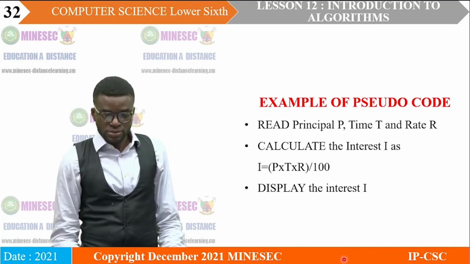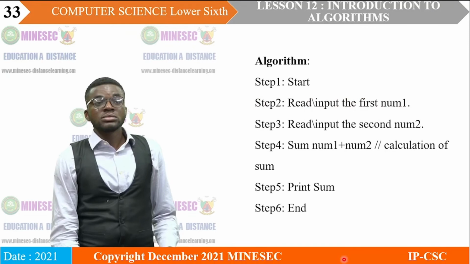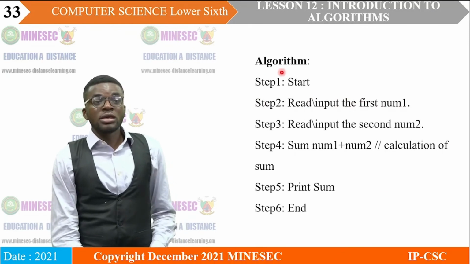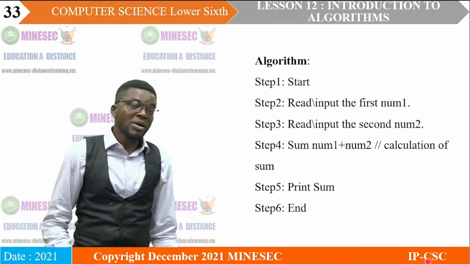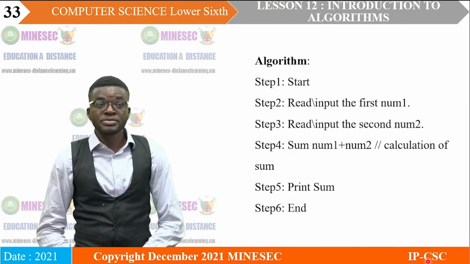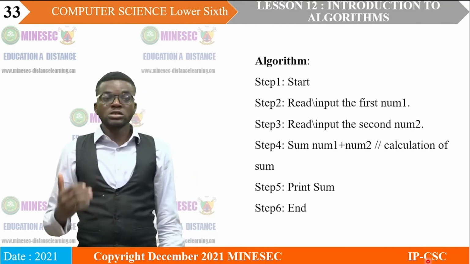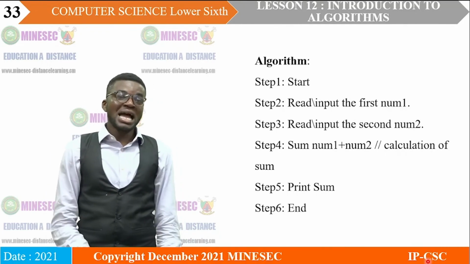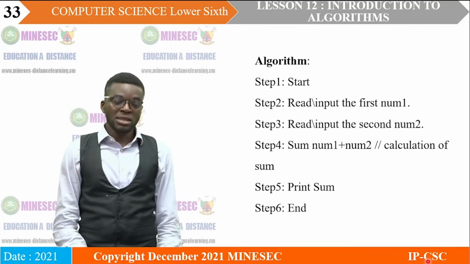Example of pseudocode. Output is the sum of the two numbers. So the algorithm here: step one, we start. Step two, we read the first number, then we get the second number. Our sum is equal to num1 plus num2. And after we've gotten the sum, we print out the sum. Then we end.